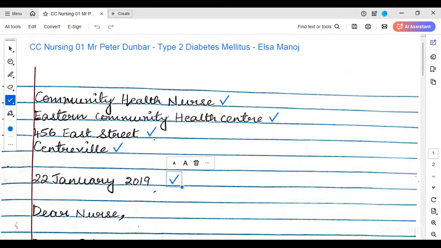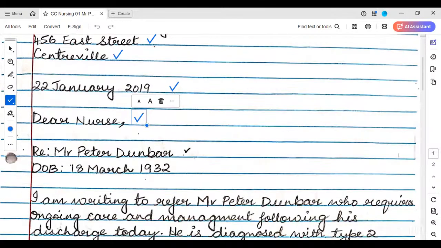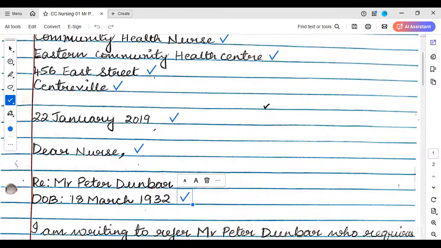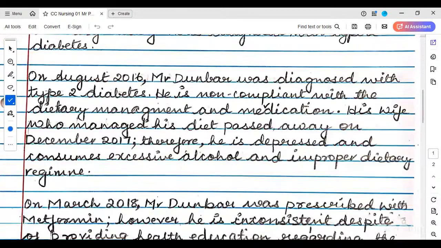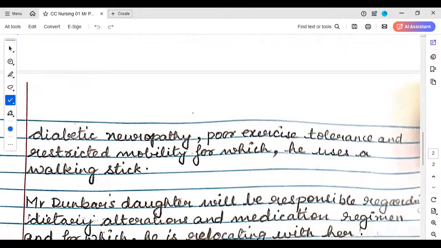And dear nurse, so Community Health Nurse. So dear nurse, comma is there. So absolutely fine. Regarding Mr. Peter Dunbar, so space is there here. Peter Dunbar, capital letters, Dunbar. Date of birth, semicolon, 18 March, M capital letter, 1932. So that's it. So this is the reference. Next, yours faithfully. This is right because we don't know the name of the person.